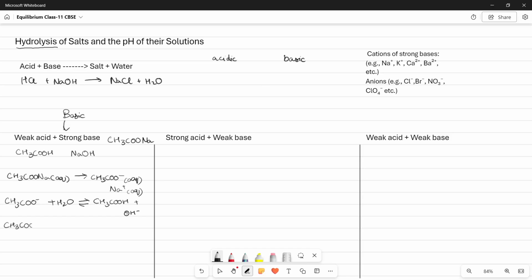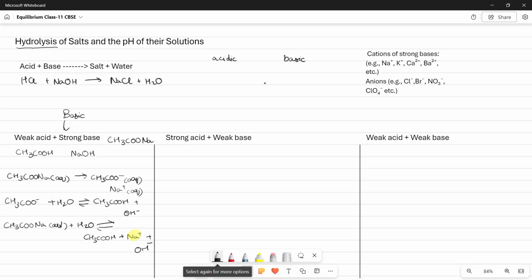So it's CH3COONa plus H2O in equilibrium with CH3COOH plus Na plus OH minus. Remember, this sodium ion is not going to again hydrolyze with the hydroxide to form our base. That's the whole point. Because it's a cation of a strong base, it won't do that, and so it's going to stay as Na plus. However, that's not true for our weak acid.